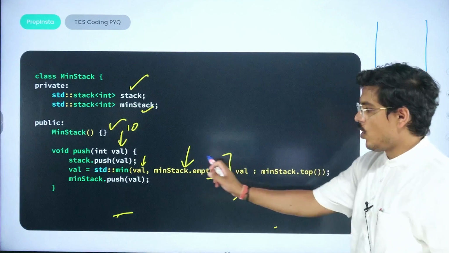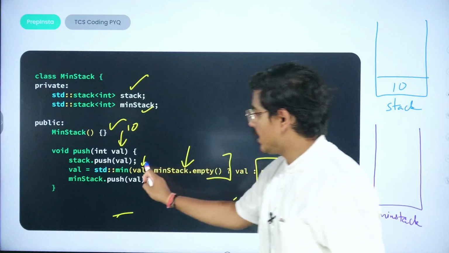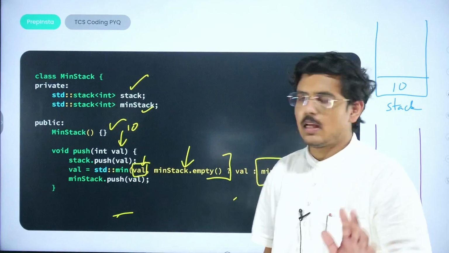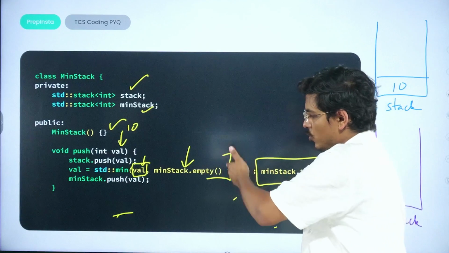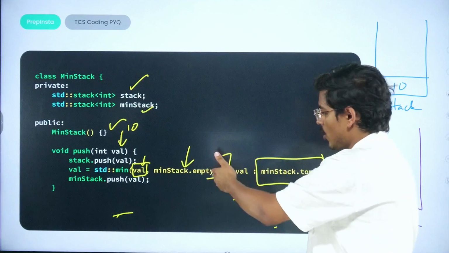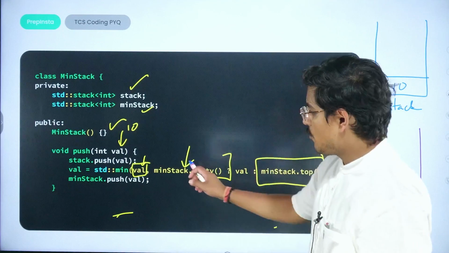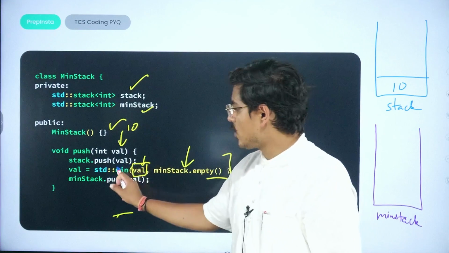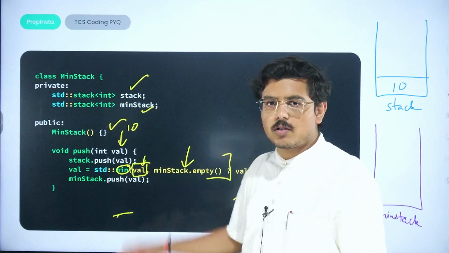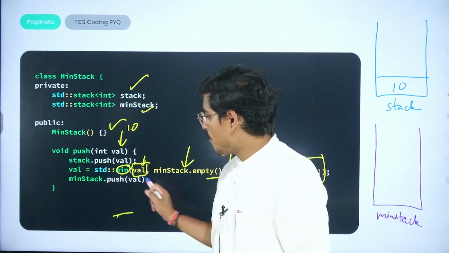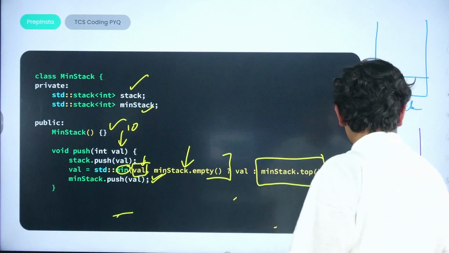If it is not empty, then check the min stack top and compare it with the value. That's it. Either you compare it with the empty stack, if it is empty, you use this much condition. If the min stack is not empty, then you use min stack top. Right now min stack is empty, fine. If min stack is empty, what I'll do is I'll check what was the minimum. Out of them, minimum would definitely be this value only, because min stack is empty. So we push the value into the min stack. So in min stack I push 10.